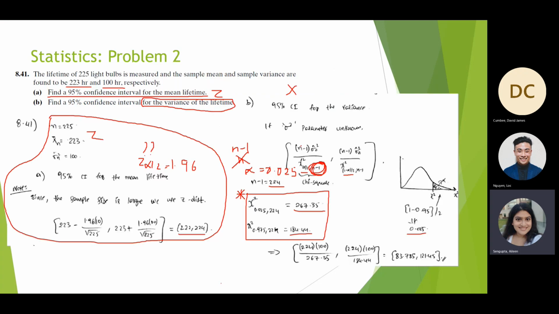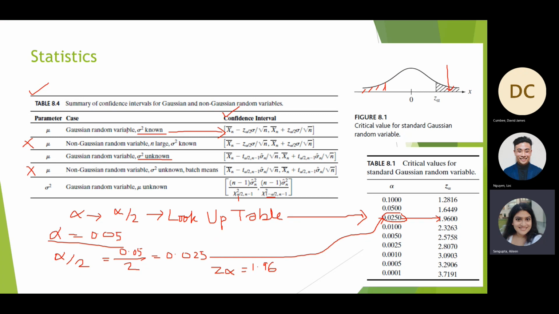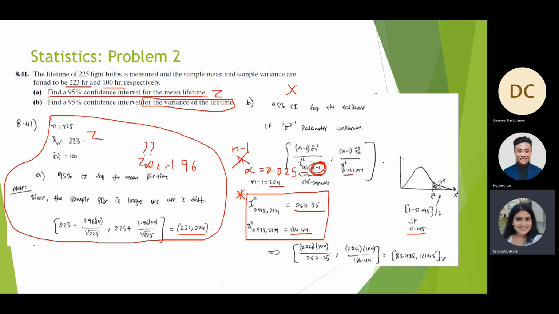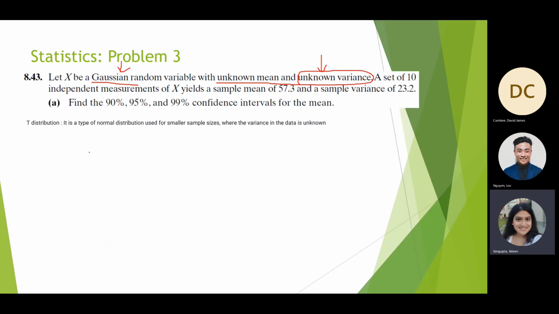So let's go back. Gaussian unknown variance. First thing, Gaussian known variance, eliminate. Non-Gaussian, eliminate. Gaussian unknown variance, so this is a t-distribution. All right then, so we now know that this is a t-distribution. First you know that this is t.